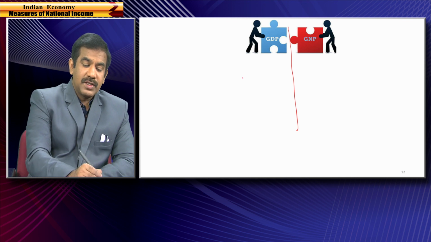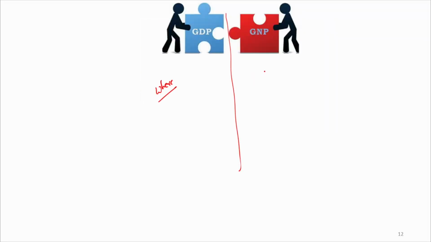Now let's make clear the very simple difference between GDP and GNP. GDP emphasizes where things are produced, whereas GNP emphasizes who is producing. So a foreign company producing goods and services in my country is part of my GDP, but the same could not be accounted as part of my GNP. An Indian producing and earning money in the UK, Europe, North America or any other part of the world is part of my GNP, but it cannot be considered part of my GDP. So that's the difference.